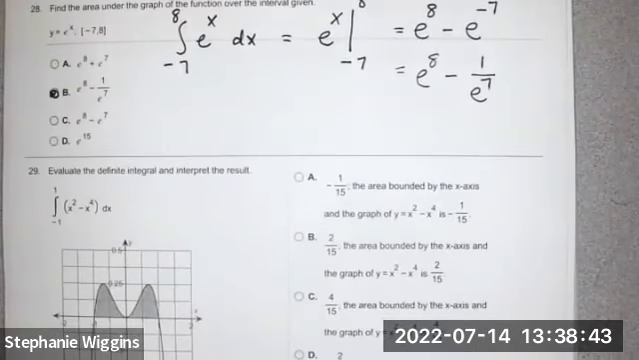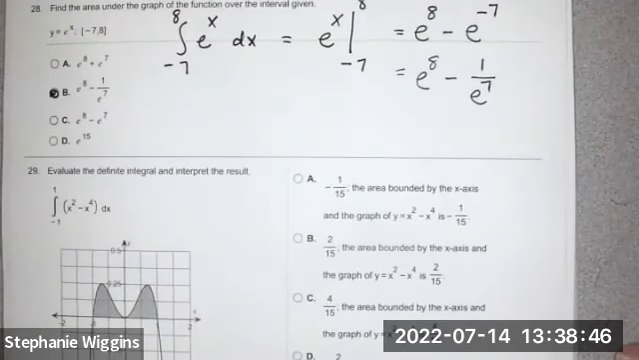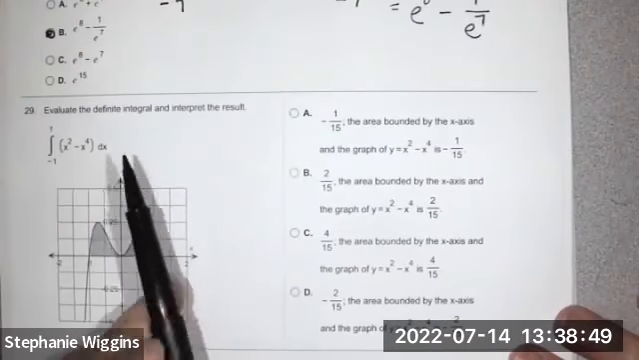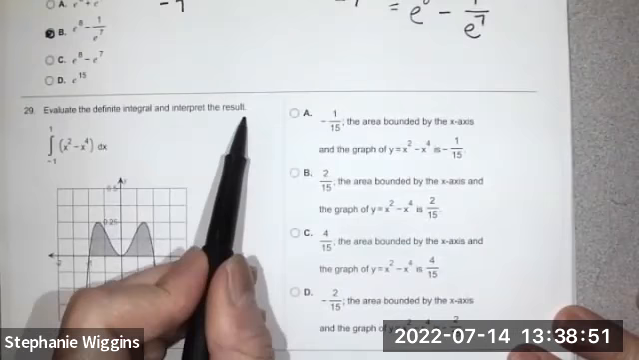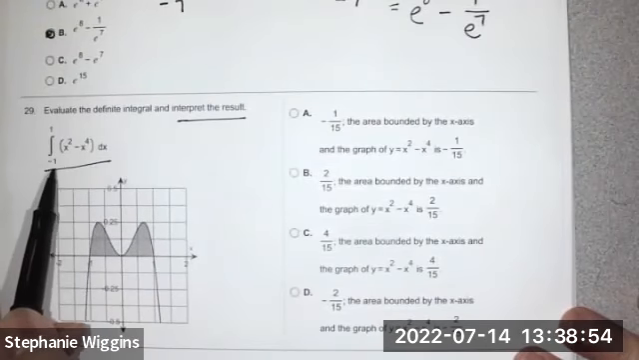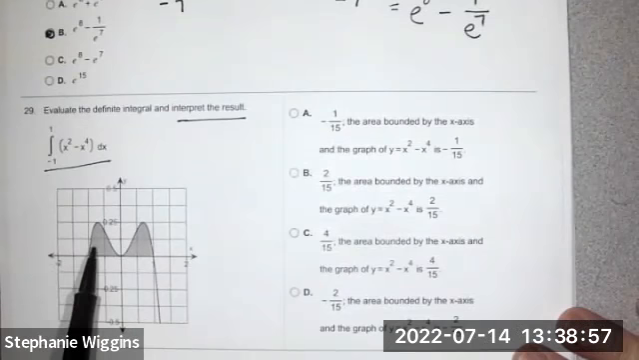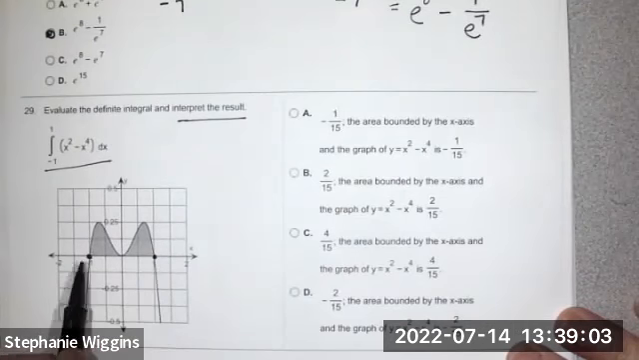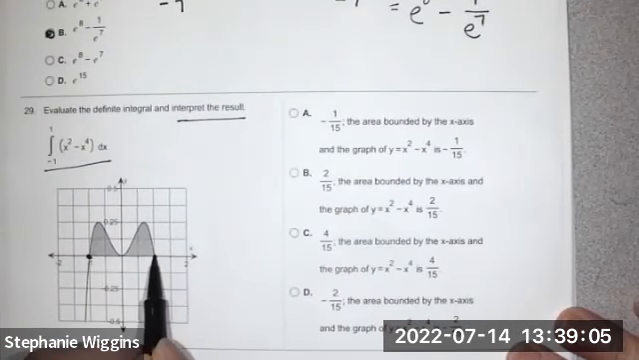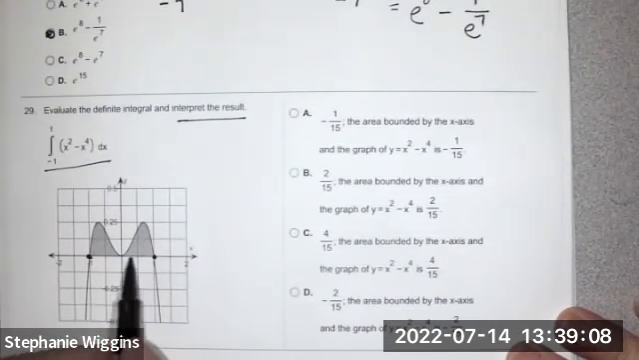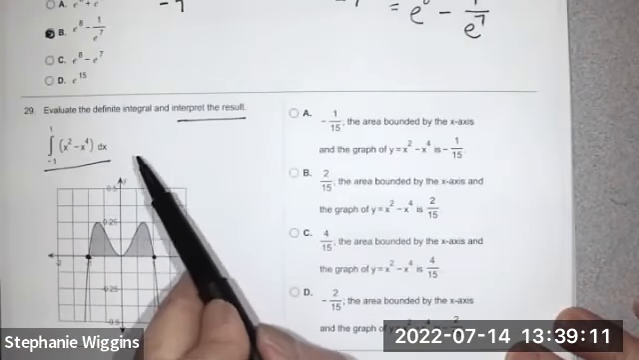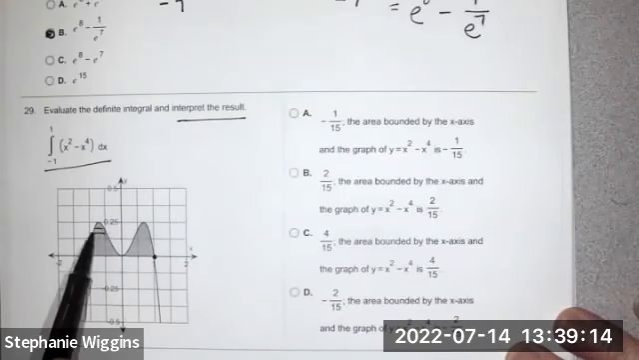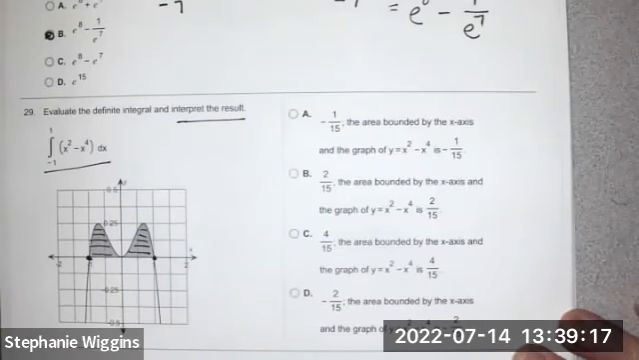Okay, in the next problem, we have to evaluate the definite integral and then interpret the result. You're just going to get your calculator out, and notice that on the x-axis from -1 to 1, the curve is above the x-axis. So the answer that you get for this problem is going to be equal to this shaded area here. And that's the interpretation: the area is equal to the definite integral.